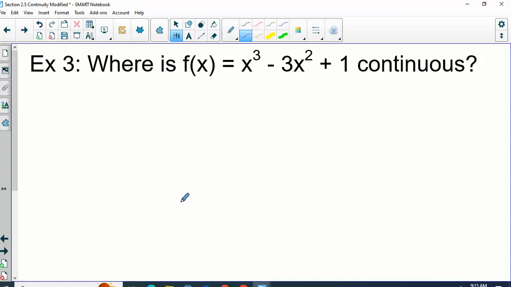All right, what's this look like? Yeah, this is just a polynomial, right? So do I have anything to worry about? No, this is a polynomial. There are no breaks in that graph, so it's continuous on negative infinity to positive infinity. No issues with that one.